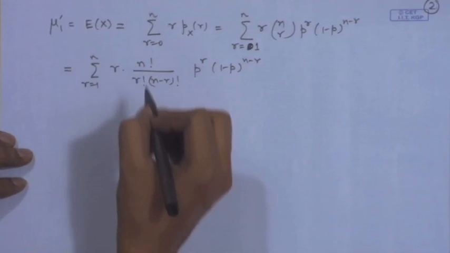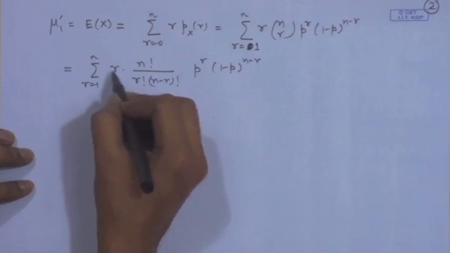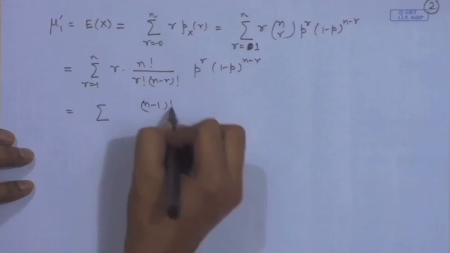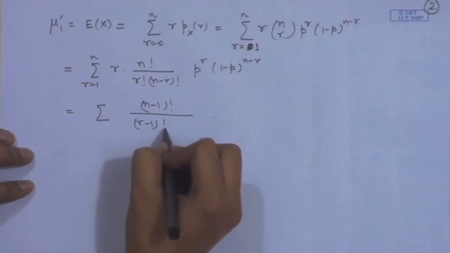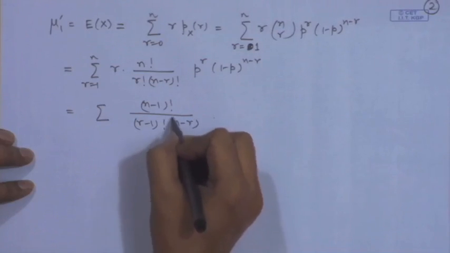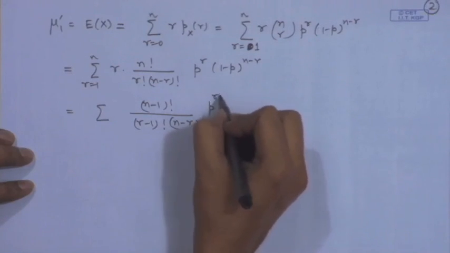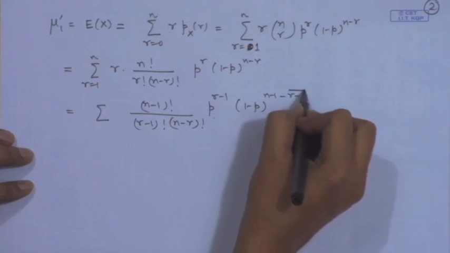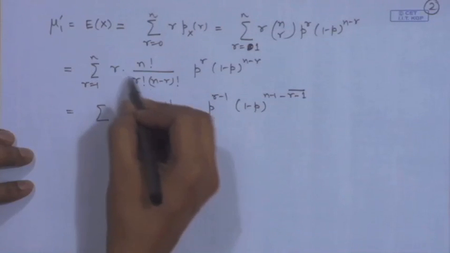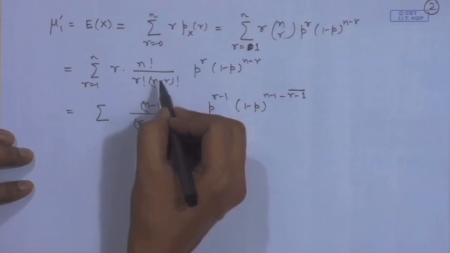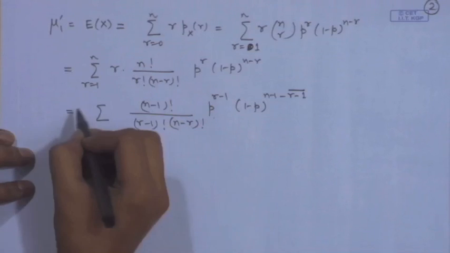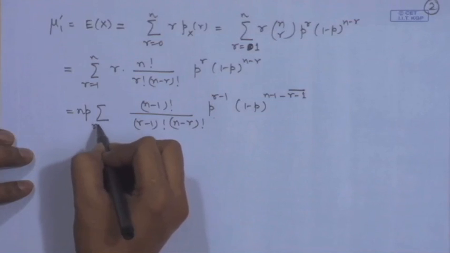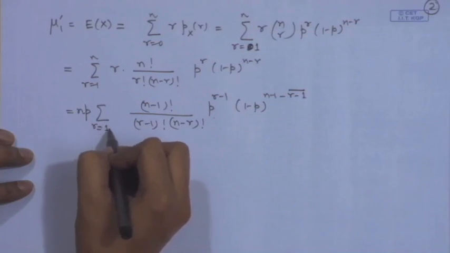sum from r equal to 1 to n. Now, this r and r minus 1 you can adjust here. So, this we can write as n minus 1 factorial divided by r minus 1 factorial n minus r factorial, p to the power r minus 1, 1 minus p to the power n minus 1 minus r minus 1. So, what I have done is adjusted this r minus 1 here, and then this term I have written as n minus 1 factorial. That means I have separated out n and I have also taken out p from here, and this is from r equal to 1 to n.